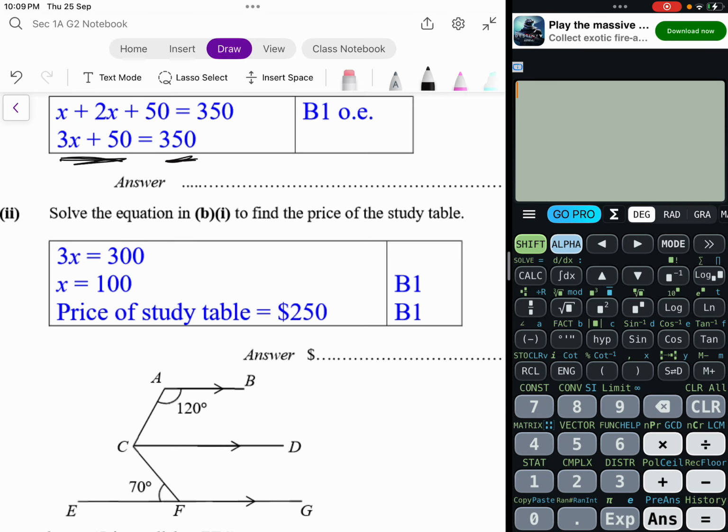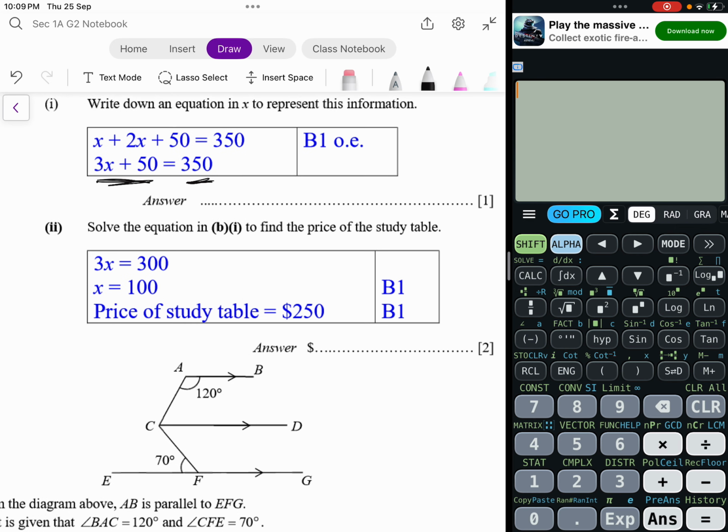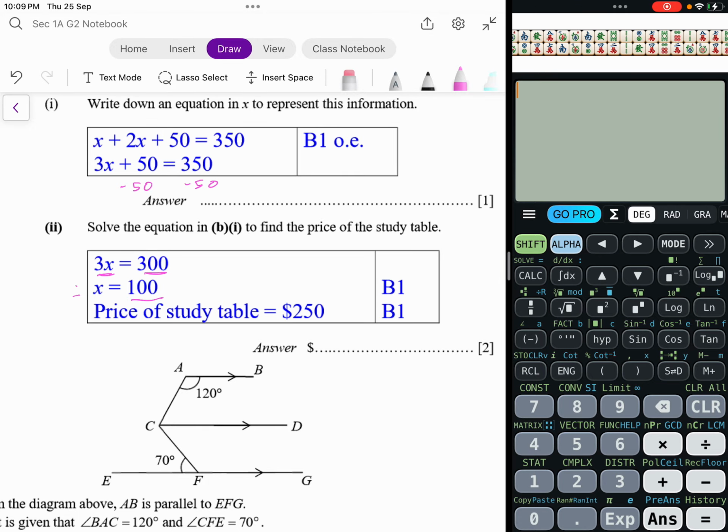Solve the equation above to find the price of the study table. Because we have 3x plus 50 is 350, we just minus 50 on both sides. And we will get 3x equals 300. Then divide by 3 on both sides, we find that the value of x is 100.